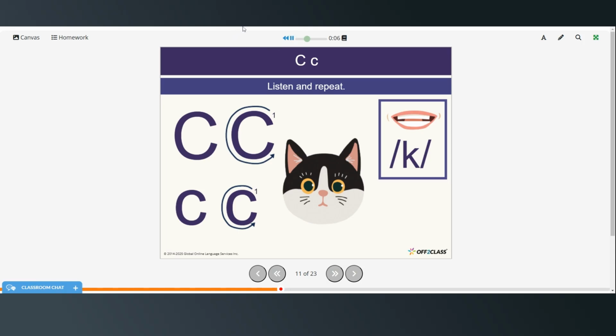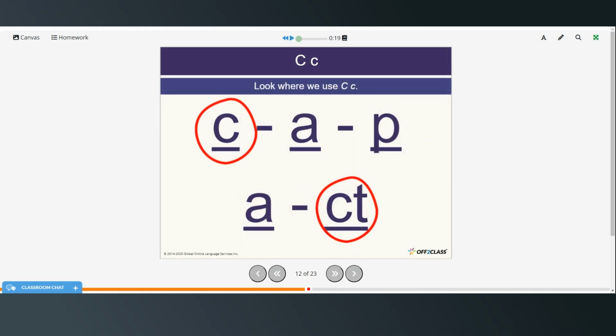k, k, k, cat. k, a, p, cap. a, k, t, act.